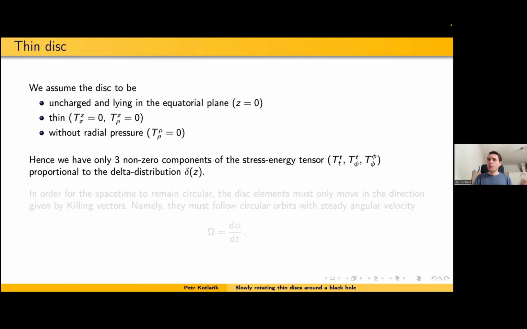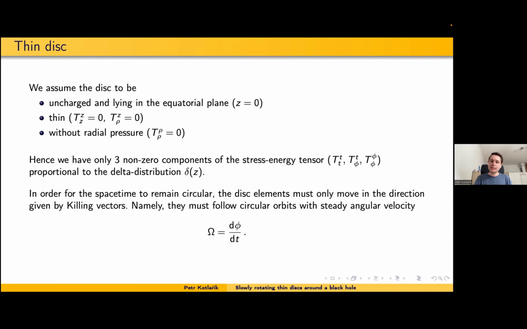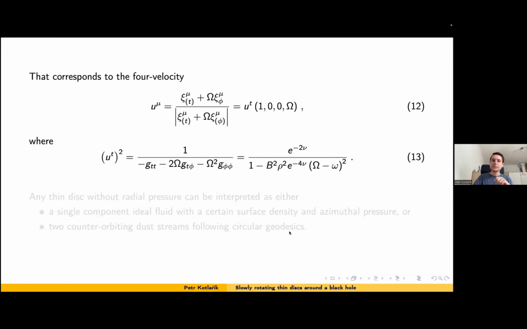Then only 3 components of the stress energy tensor are not zero and proportional to the delta distribution. And in order to stay within the circular spacetimes, we have to demand that all sources of the disk follow the Killing vectors, therefore performing the circular orbits with some angular velocity. And this corresponds to the 4-velocity written in coordinates in this way.